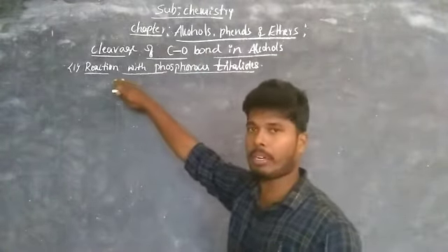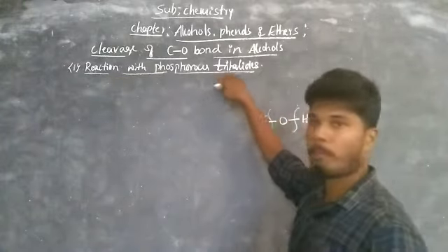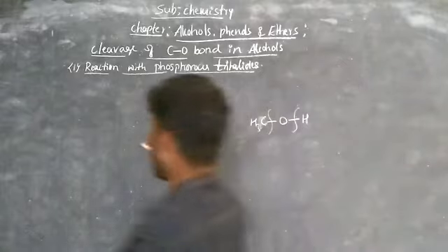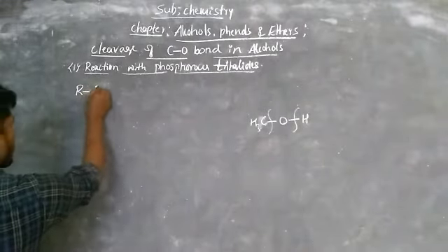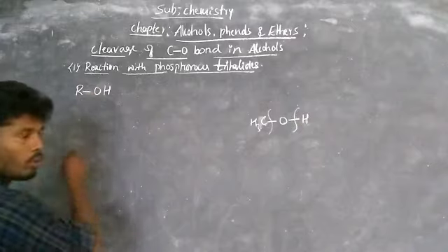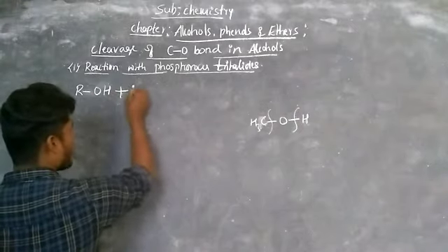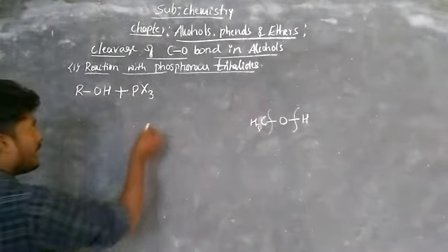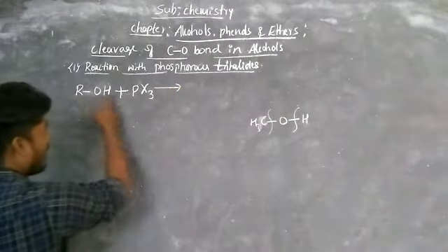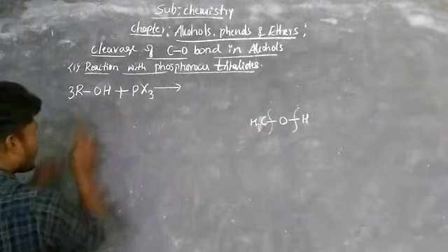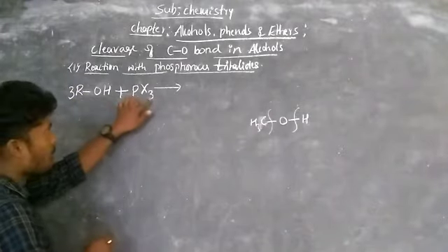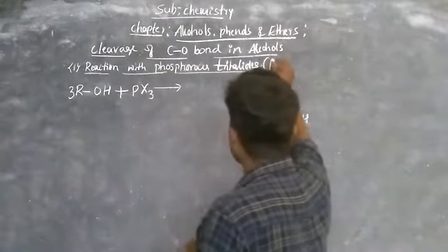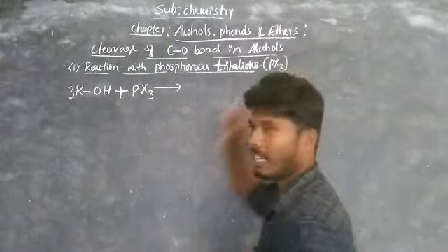The first chemical reaction is the reaction with phosphorus trihalides. In this case, alcohol, R-OH, reacts with phosphorus trihalide, that is PX3. Phosphorus trihalide gives alkyl halide. It takes 3 equivalents of alcohol due to the presence of 3 halides, where X is nothing but halogen. This is generally represented as PX3, phosphorus trihalide.